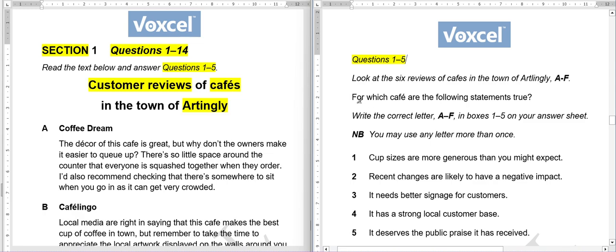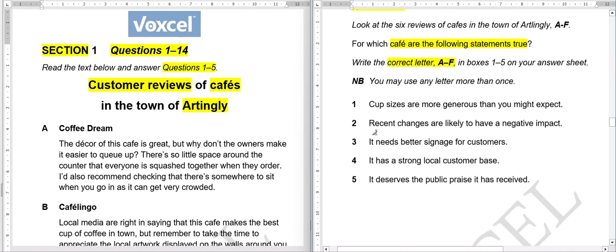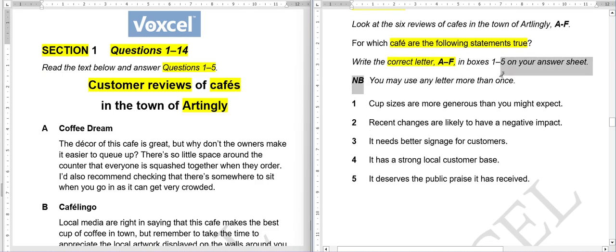What we have to do is find which paragraph contains the information. We have to tell which question is true for which paragraph. So we have to write the paragraph number in front of this. We have to write the correct letter A to F on our answer sheet. There is an NB here, that's very important to understand. NB just means there is a note for you to remember. You may use any letter more than once. So we can use any letter more than once.